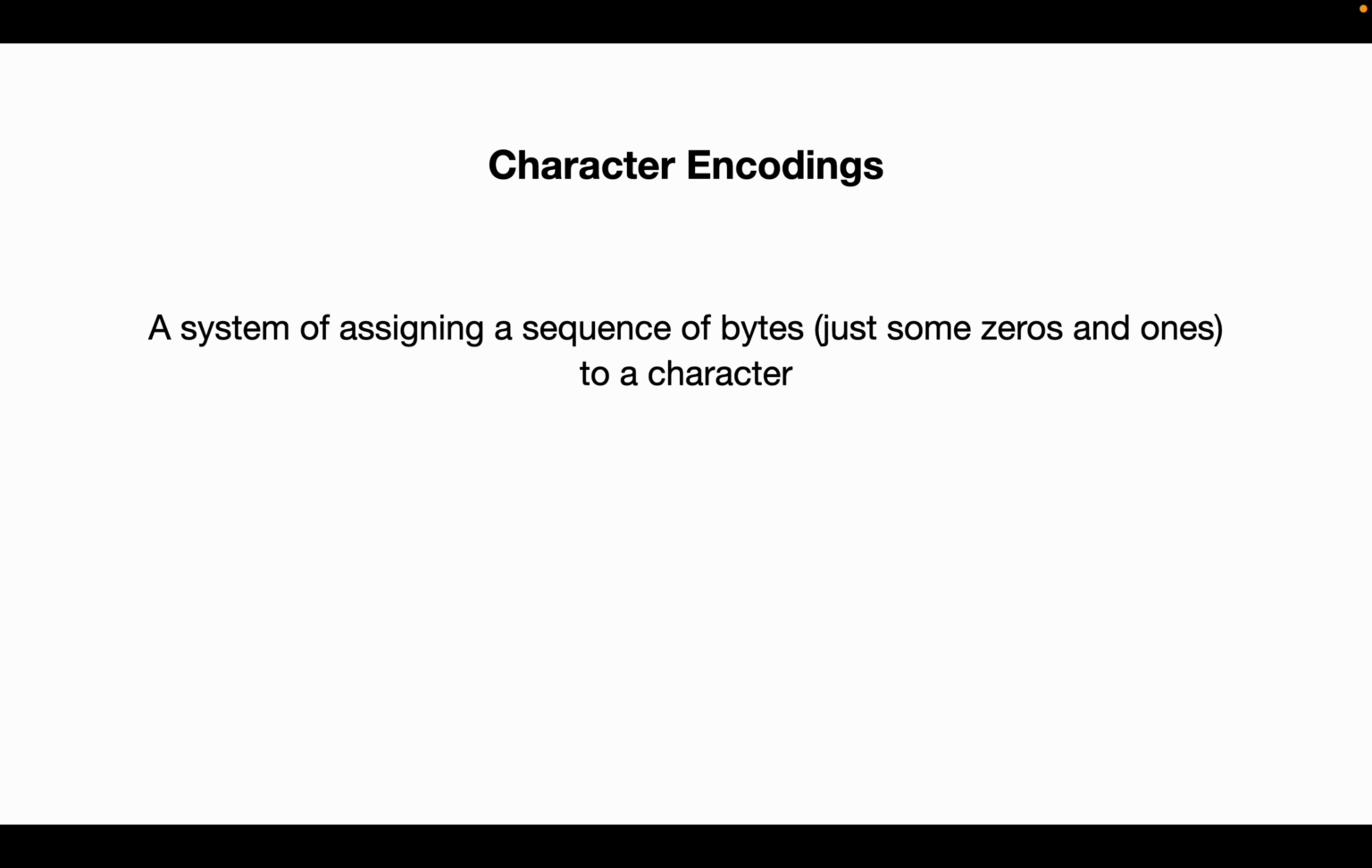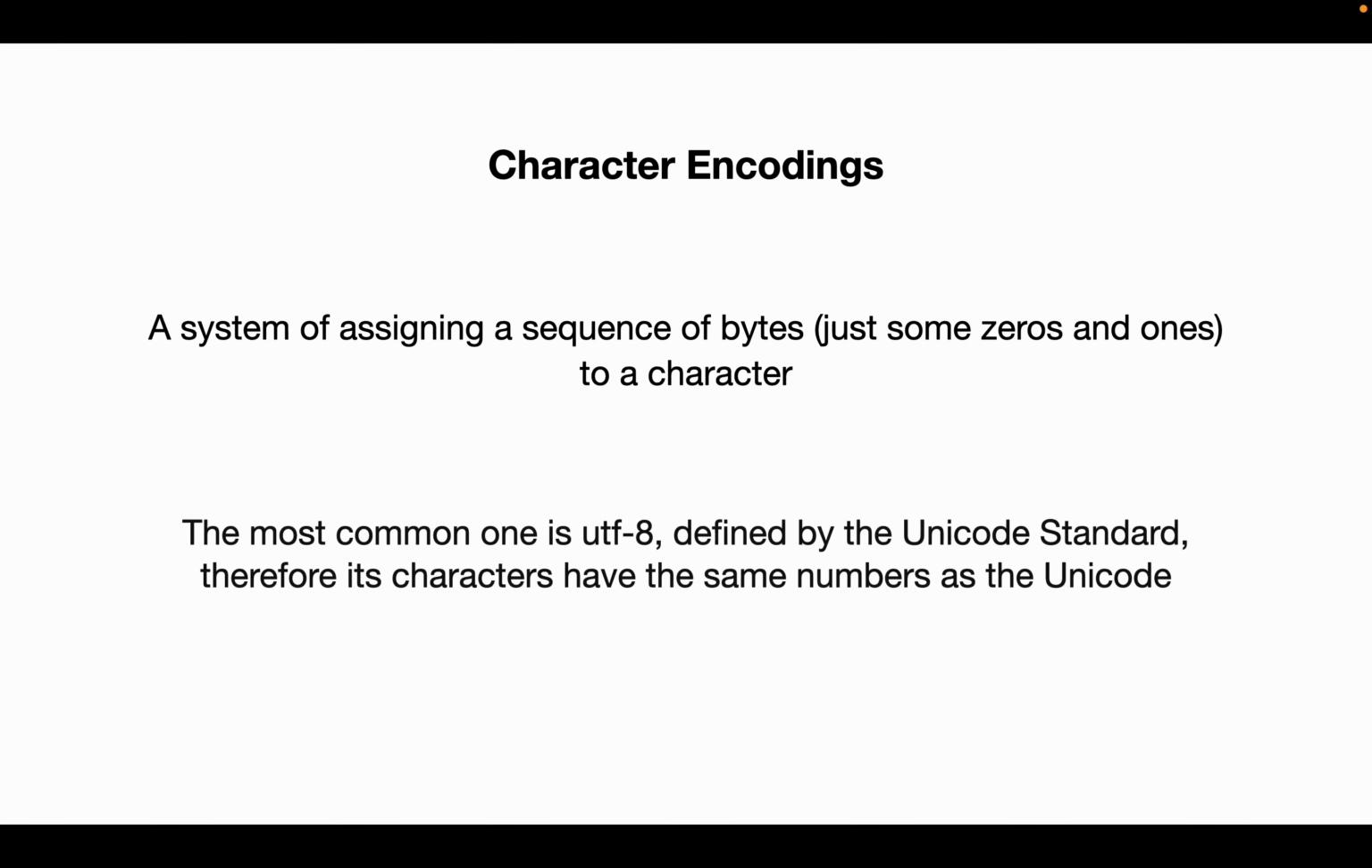A character encoding is a system of assigning a sequence of bytes, remember, just some zeros and ones, to a character. The most common one is UTF-8. It is defined by the Unicode standard, and because of that, its characters have the same numbers as Unicode. So let's say that I have some characters on the screen. Let's make an example. Let's say that I have this string word, and let's now try to break it down using UTF-8 and see the binary numbers that these different characters would get assigned.